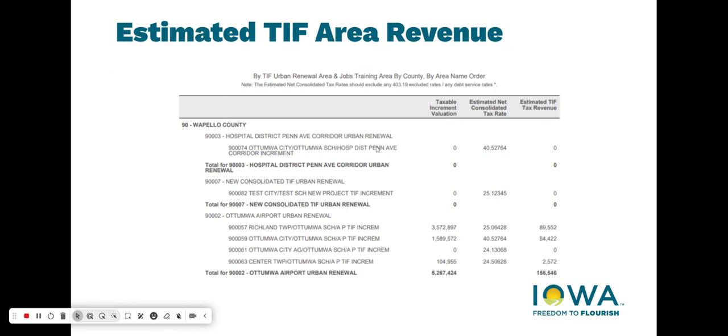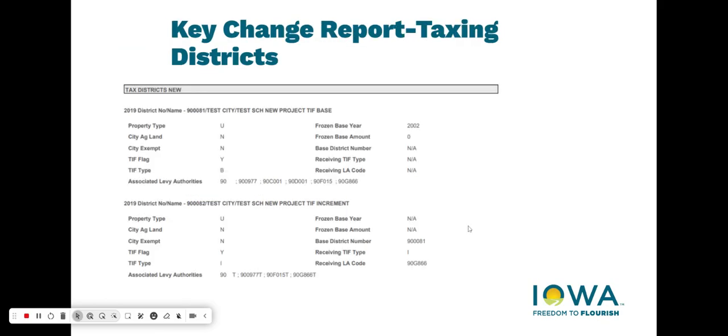It's also available on the public website for your TIF authorities to look at, and it shows a calculation for each and every increment district. It will show the taxable increment value, the estimated net consolidated rate for TIF revenue, and then it will calculate the amount of dollars that would be generated for TIF revenue in that particular increment district.